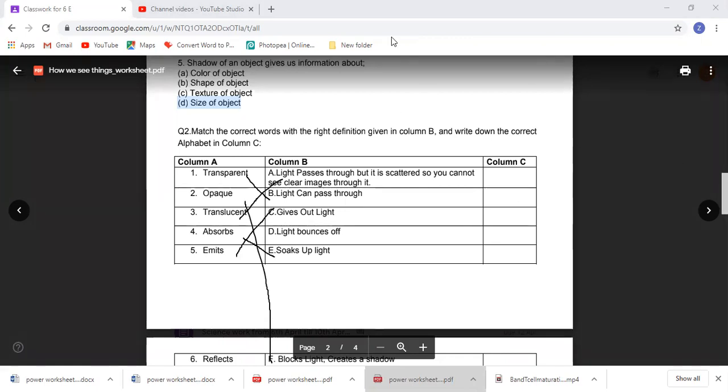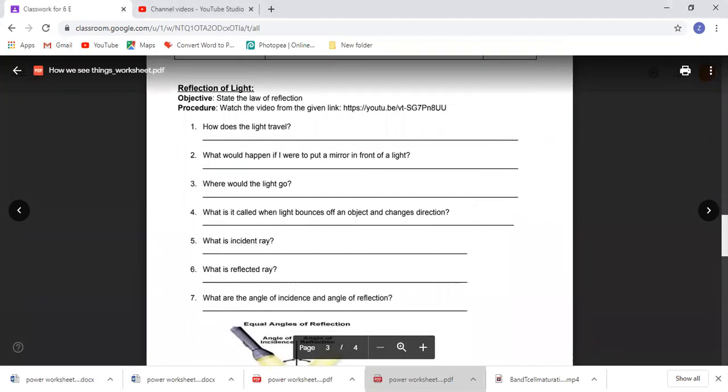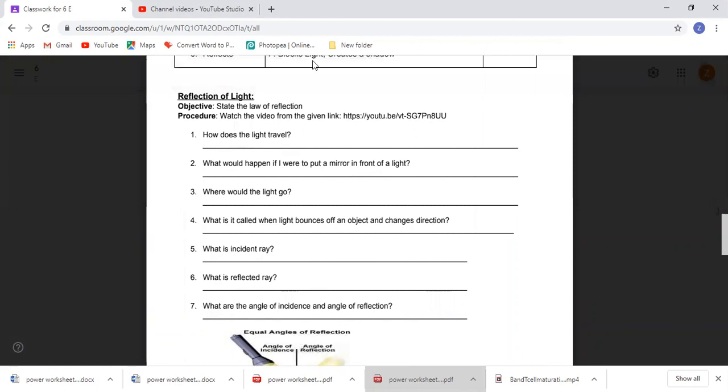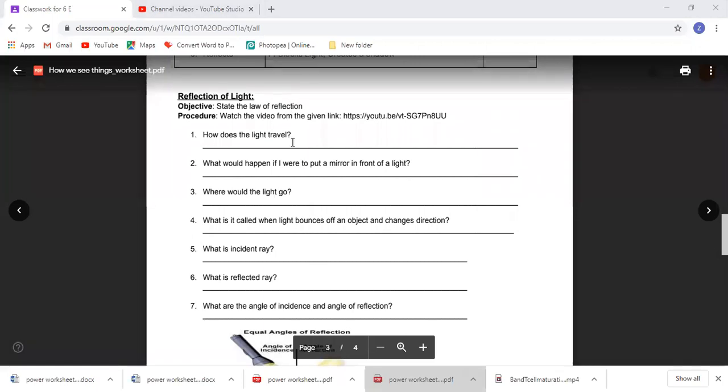Okay, now I need to clear this as well. How does the light travel? So we know light travels in a straight line. I'm going to write this over here so it becomes easy. Light travels in a straight line. What would happen if I were to put a mirror in front of a light? So we know you're basically going to experience the process of reflection.